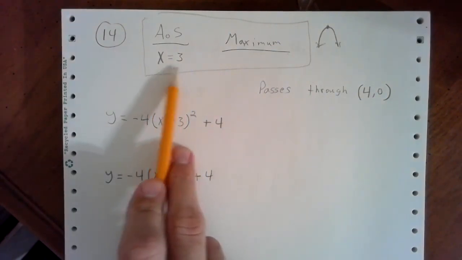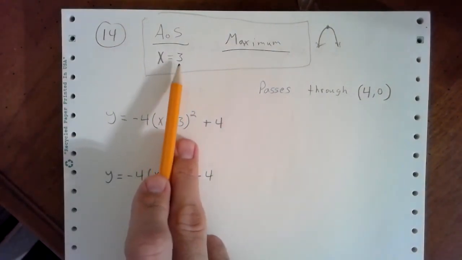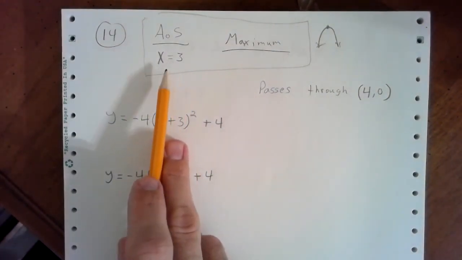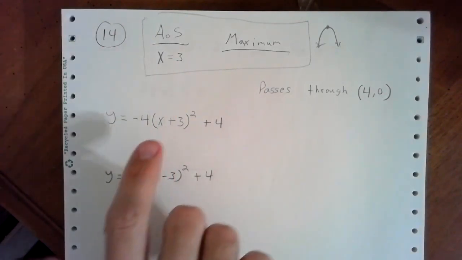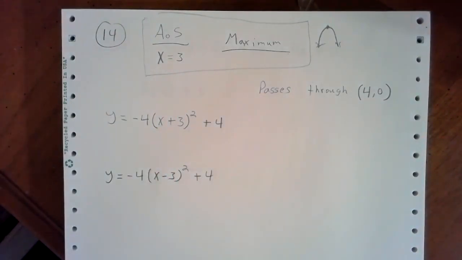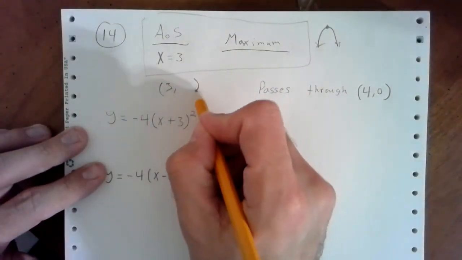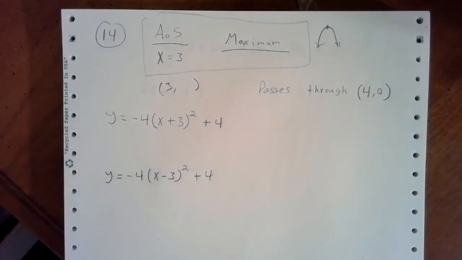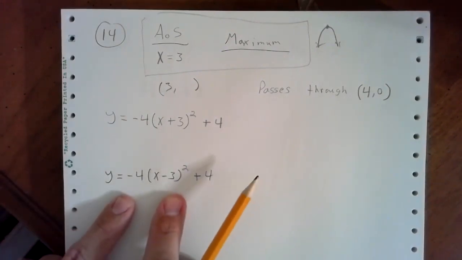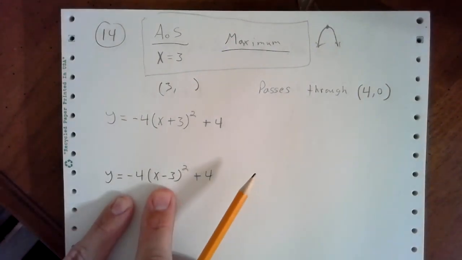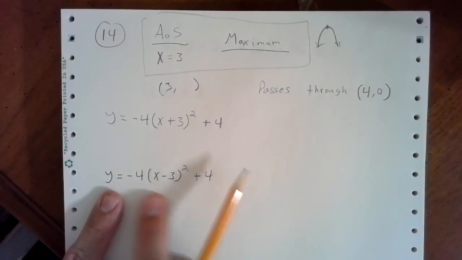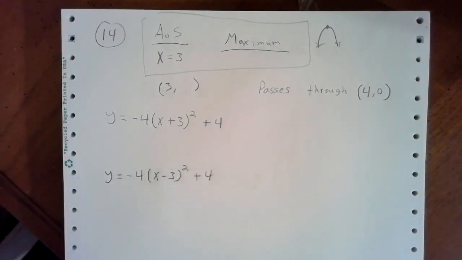Now because it has an axis of symmetry of 3, that means that the vertex needs to be 3, the x part of the vertex. Okay, so if the x part of the vertex is 3, then that means it's 3 units to the right. Okay, so that means it has to be this one, okay? Because this is 3 units to the right, and it has a maximum. This was the only one that satisfies those.